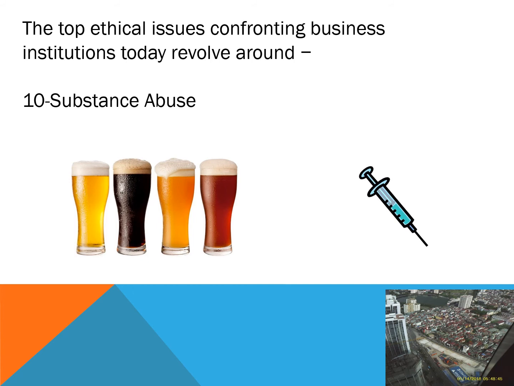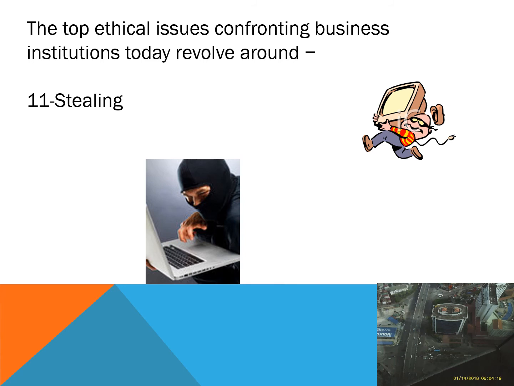And this is sort of like a David Letterman show. Those are the top 10 ethical issues confronting business institutions today. And we're going to give you a bonus, number 11. The top ethical issues confronting business institutions today revolve around stealing. We talked a little bit about stealing before.